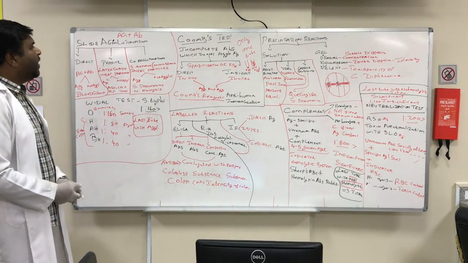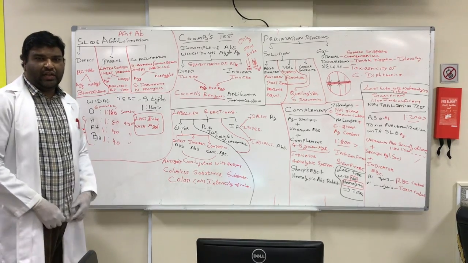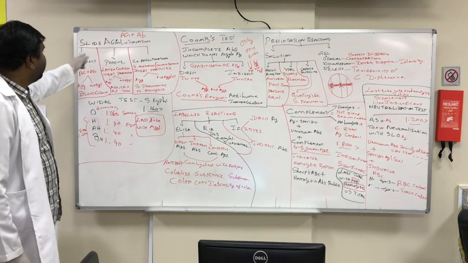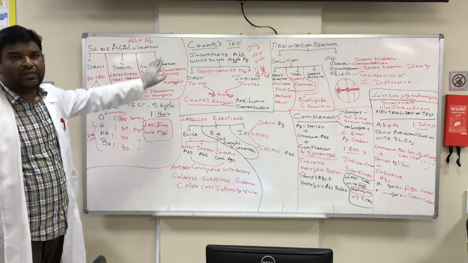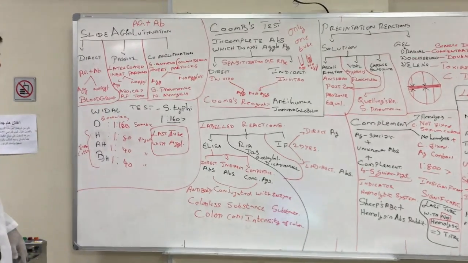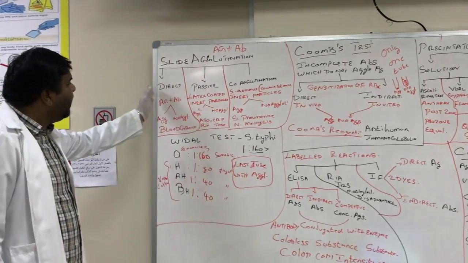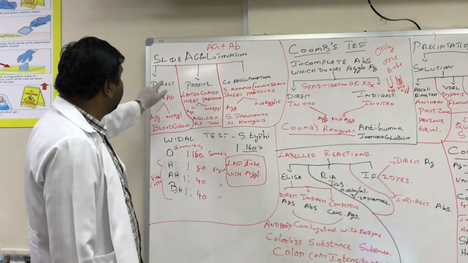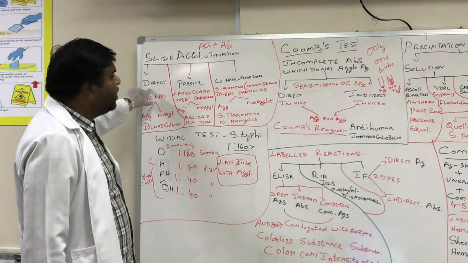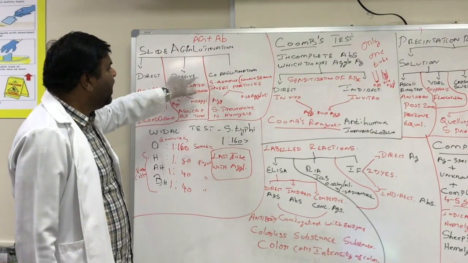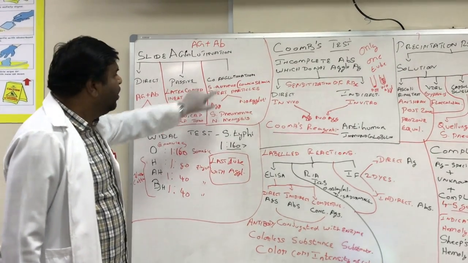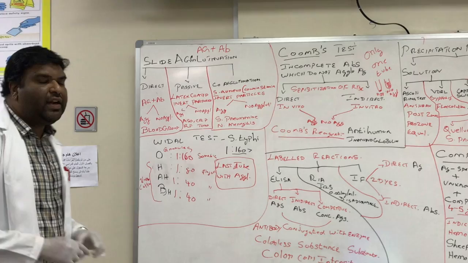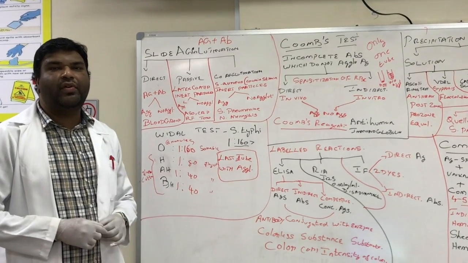To begin with, we are beginning with the agglutination technique, in which we are going to see first the slide agglutination test. Here in the slide agglutination test, it is divided into 3 categories. The first one is direct agglutination, then passive agglutination, and co-agglutination. Okay, and all this is called slide agglutination because we are going to perform it on the slide.